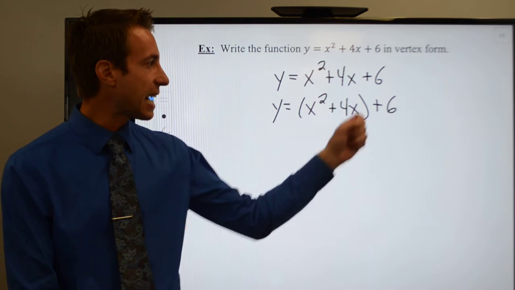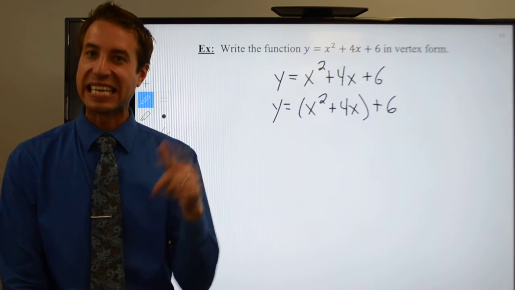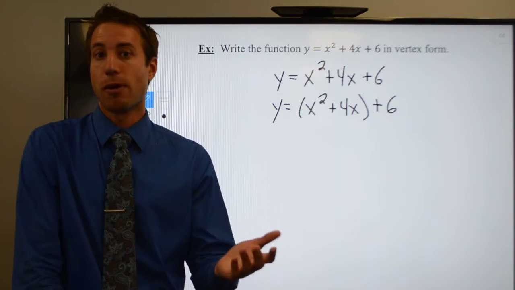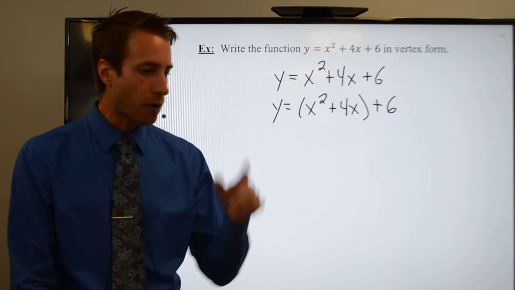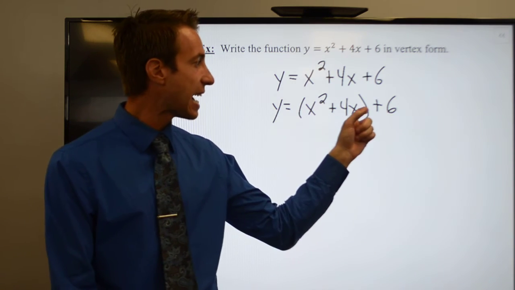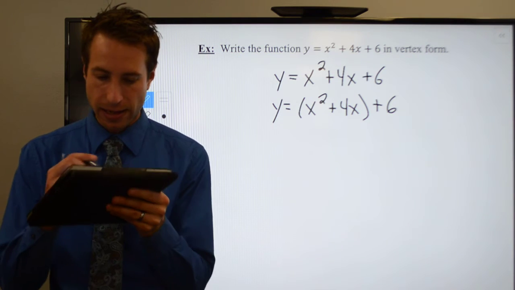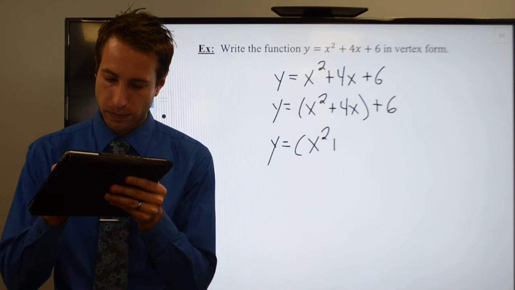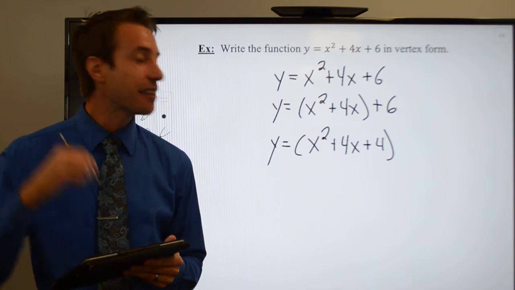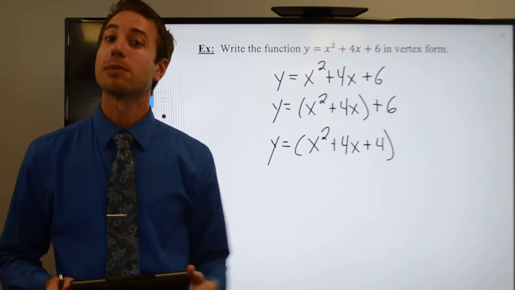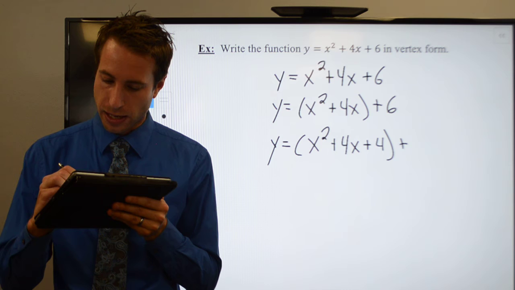I know that I'm going to need to add a b squared over 4 inside the parentheses, and my leading coefficient is a 1. So I'm all set. My b is a 4, 4 squared is 16, and 16 divided by 4 would be a 4. So I'm going to need to add 4 inside the parentheses. That will complete the square. But because I added 4 inside the parentheses to maintain equality, I'll have to subtract 4 on the outside of the parentheses.